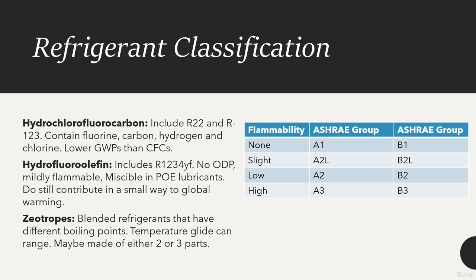Zeotropes are blended refrigerants that have different boiling points, unlike azeotropes. Temperature glide can range, and they may be made of either 2 or 3 different parts of refrigerant.